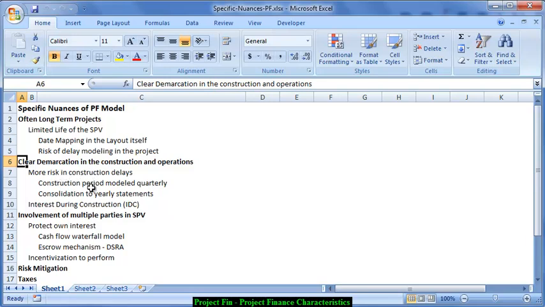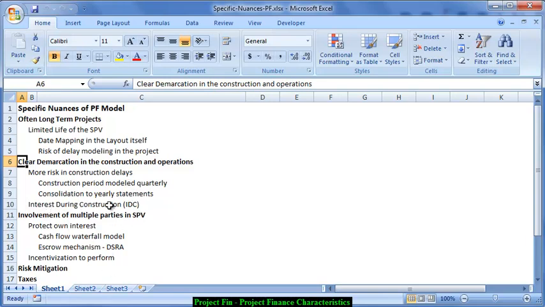And again, when we are building the model, we need to make sure that these risks are correspondingly incorporated in the model. Since the construction period is such a critical period, when we are creating the model during the construction period, we will create a quarterly model. And finally, the financial statements are created on a yearly basis. So we need to consolidate these quarterly statements into yearly statements. Again, this is one part that we would take care of in the model.